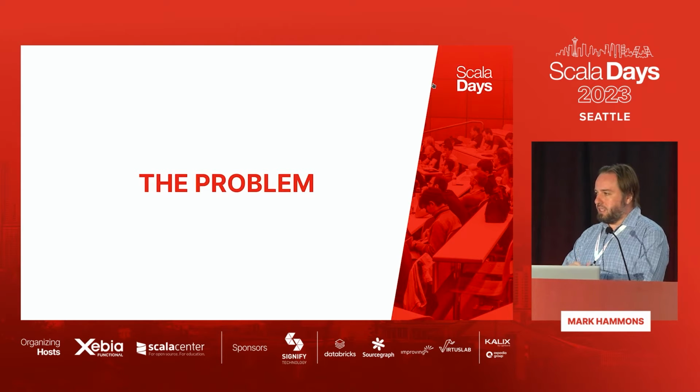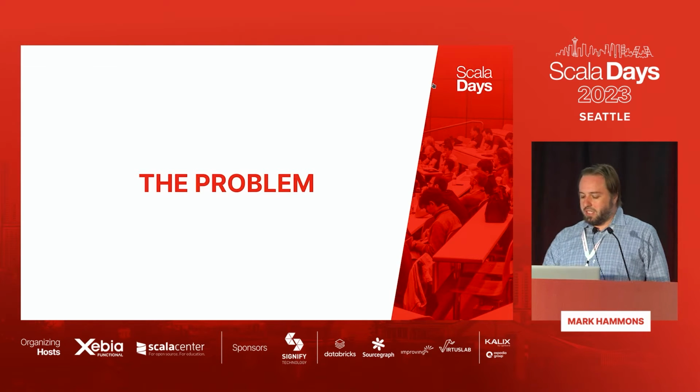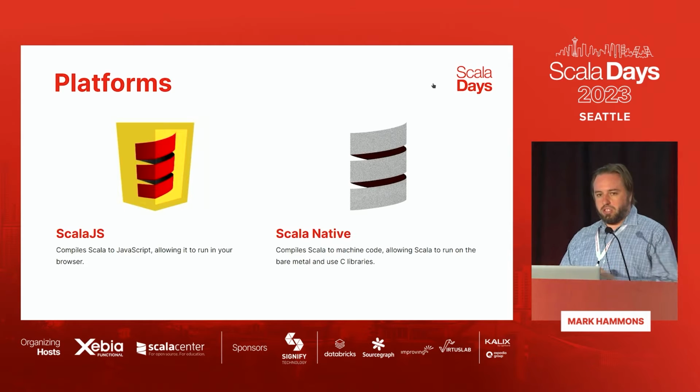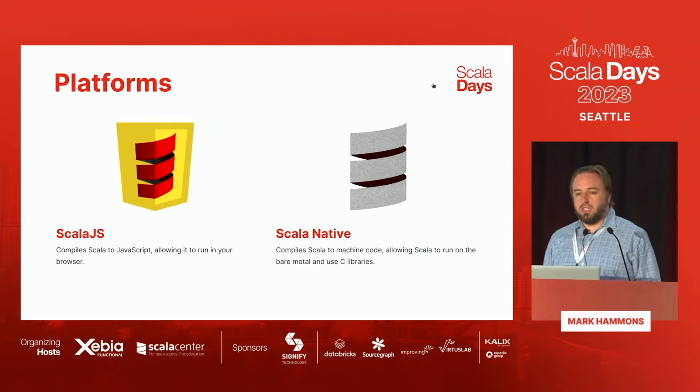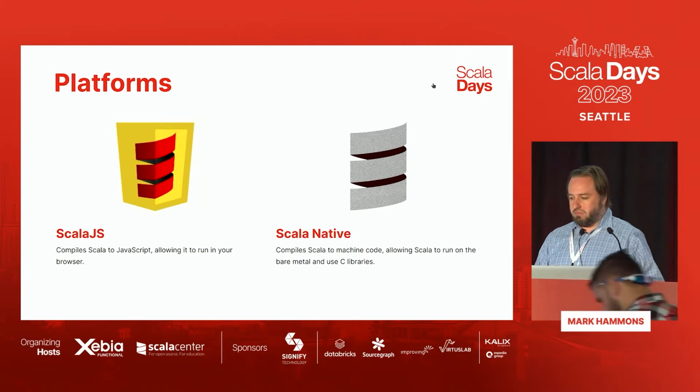I want to talk about the problem space that Slinc is trying to deal with. I'm sure you're all familiar with the many platforms that Scala is running on. You have the default platform for Scala, which is the JVM, but you also have the ability to target JavaScript with Scala.js and native with Scala Native. And using each of these platforms has strengths and weaknesses.